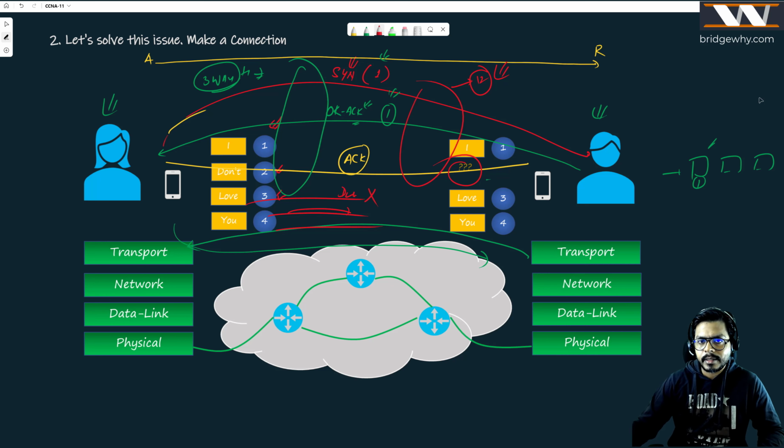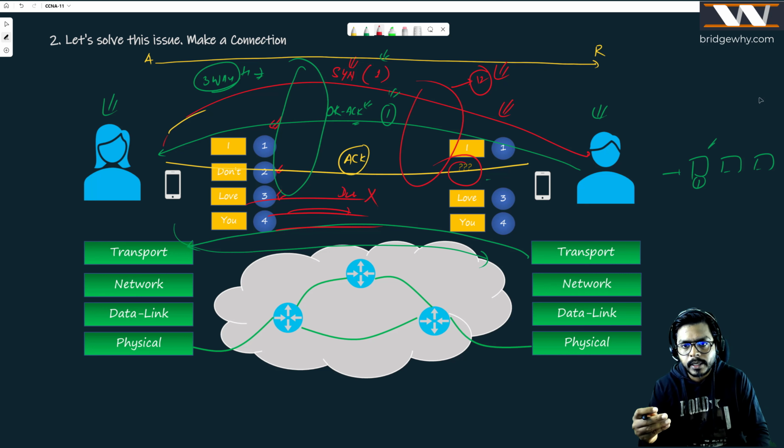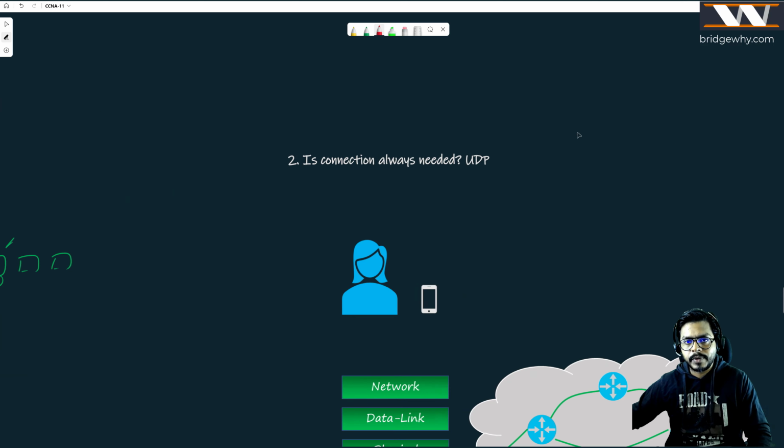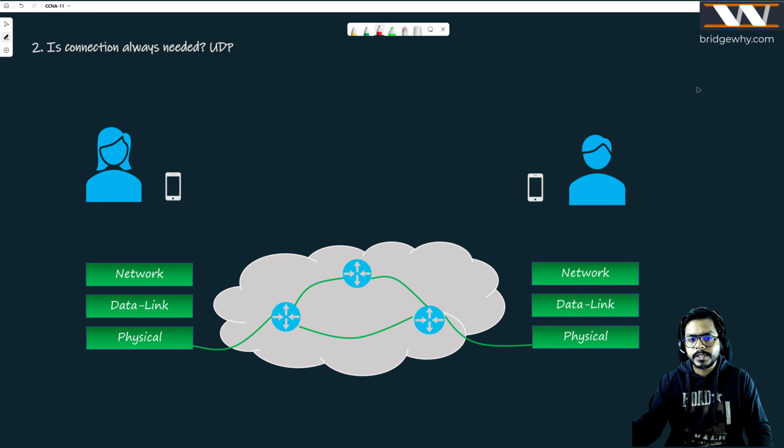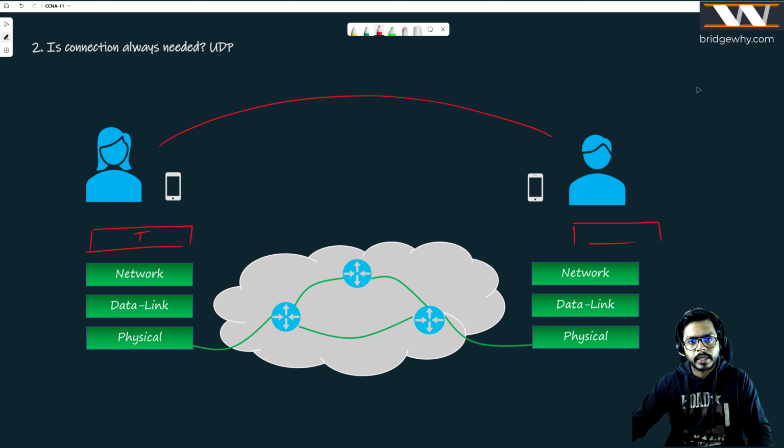But do you think we need to take this pain all the time? And you must be saying, yes, absolutely. Otherwise, there are going to be such mistakes. I agree with you, right? But in certain circumstances, we do not need all this connection formation, retransmission of data or anything, right? So suppose there is a transport layer here also, and here also. And now these two guys are talking over a phone call. No, they are not sending messages, right?